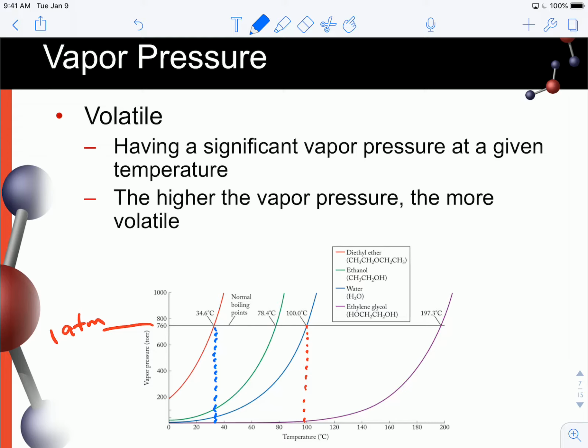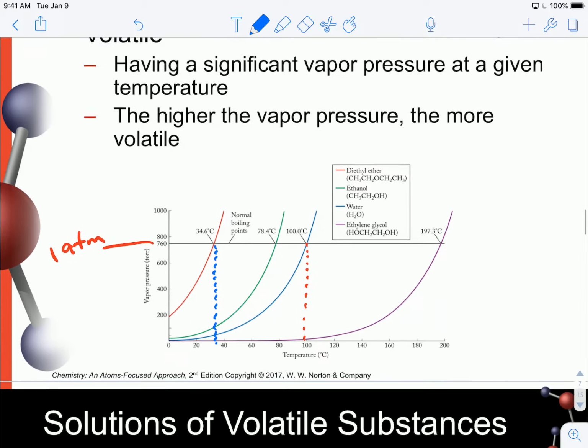This substance out here is not very volatile at all. So you can think of it as its vapor pressure. Let's look at all these substances at this temperature. This one's vapor pressure, let's just say it's 1. I can't even read it. It's a very low vapor pressure at that temperature. So you have to increase the temperature all the way up to 197.3 before you can get that vapor pressure to 1 atmosphere. That's an important concept. I need you to look at this graph and really spend some time thinking about it.